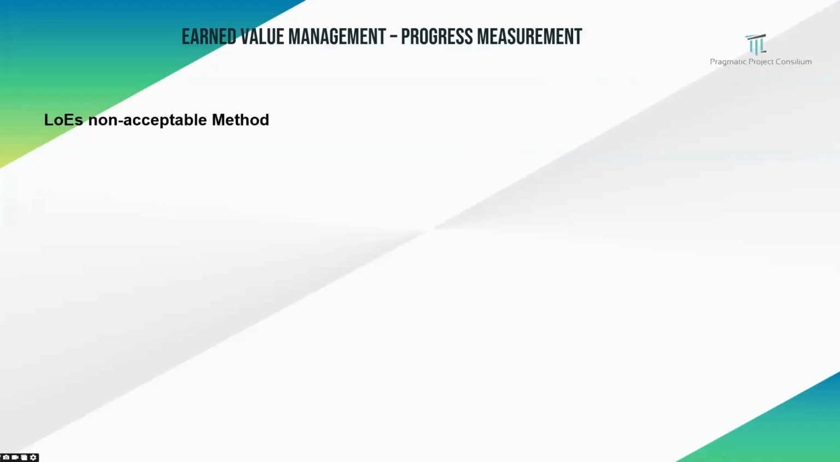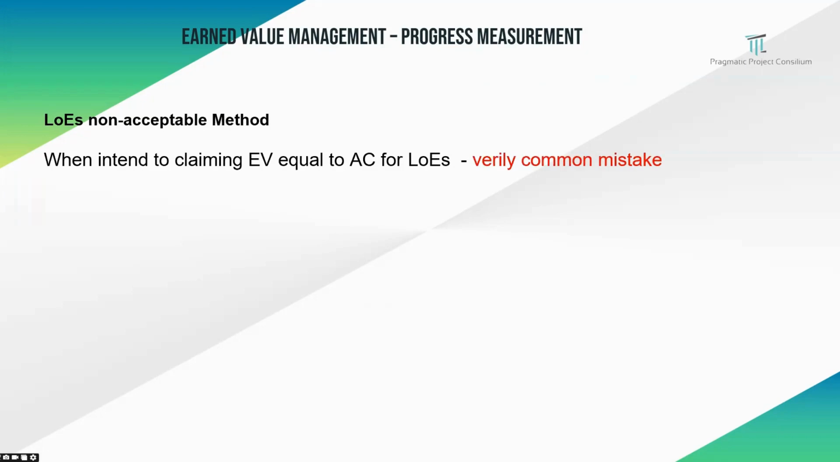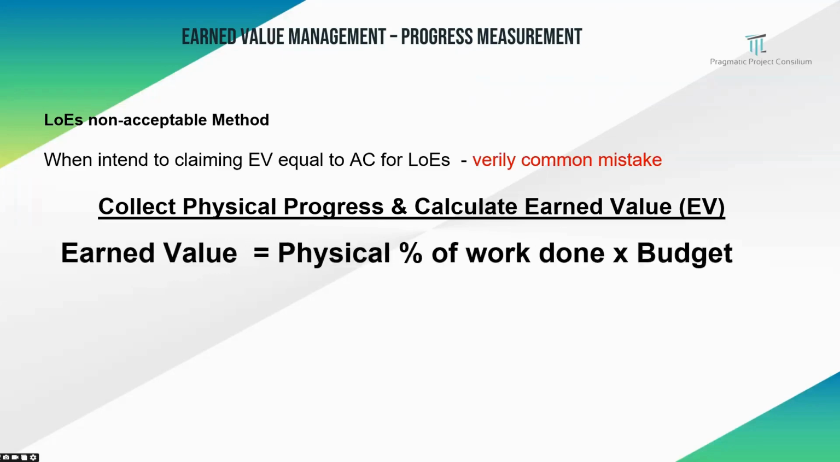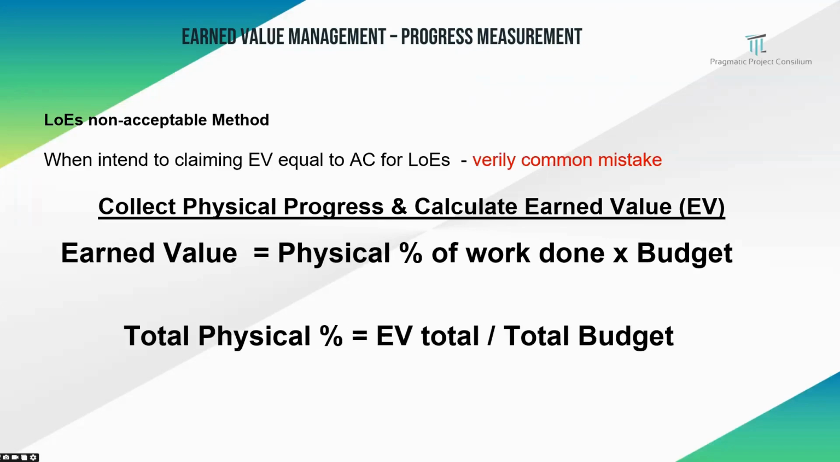Now coming to the LOE non-acceptable methods: claiming EV equal to AC for LOEs is very commonly done by project control people. This is a very huge mistake, assuming that EV equals AC on LOEs. In this case, it is very difficult to prove or control the budget. So now collect the physical progress and calculate earned value, EV. There is a very good formula here. In principle, as we have seen earlier, earned value is equal to the physical percentage of work done multiplied by the total budget, whereas the total physical percentage is equal to total earned value divided by total budget.